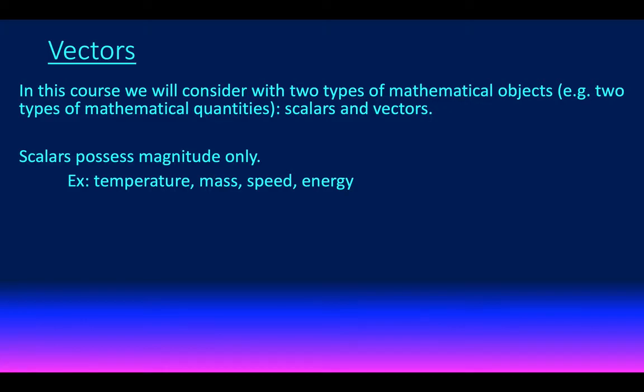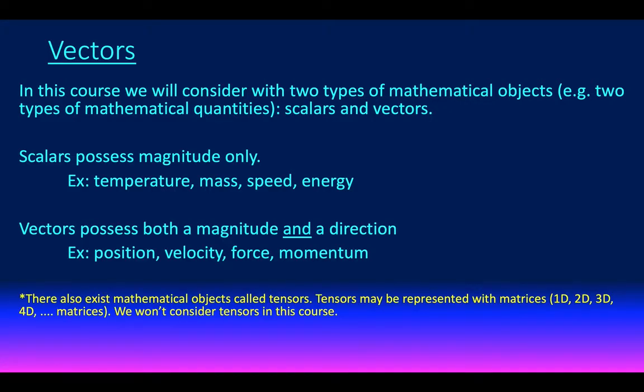On the other hand, a vector in this course we will say is a type of quantity that possesses both a magnitude and a direction. So a vector is inherently a different type of mathematical object from a scalar. Some examples of vectors that we have already considered are position and velocity, and some other types of vectors that we will work with soon include force and momentum. Another way of describing a vector is that to fully specify a vector, you need a list of numbers. One number alone is not enough to fully specify a vector.